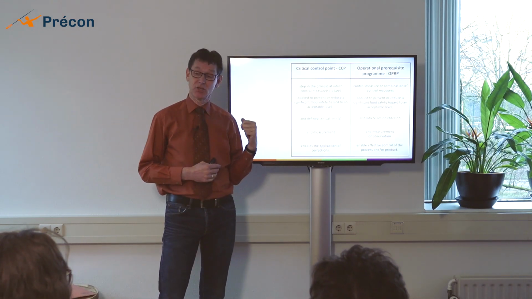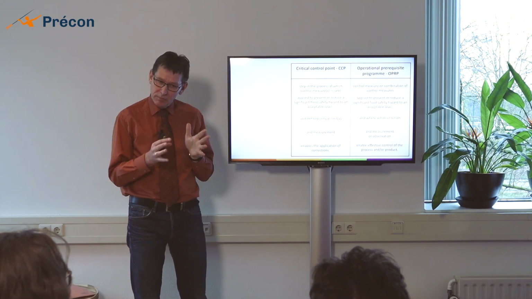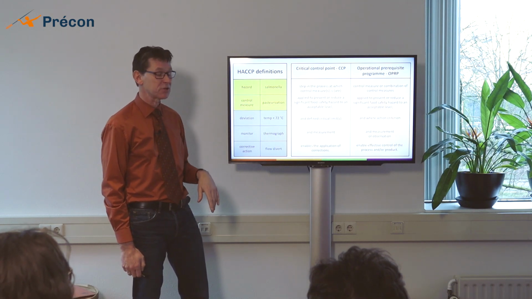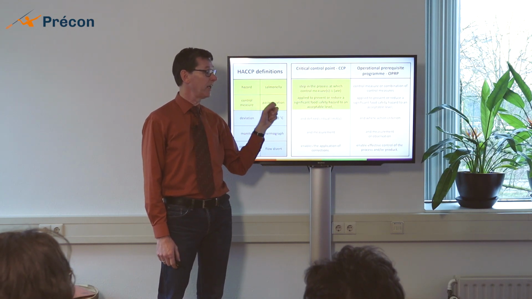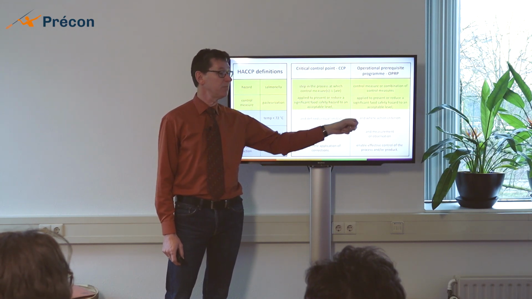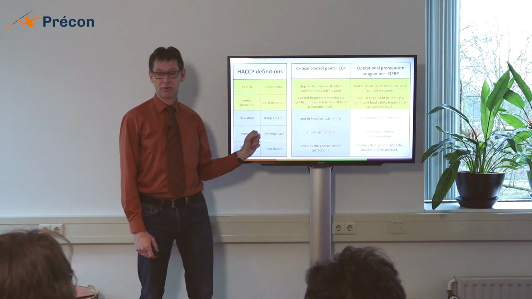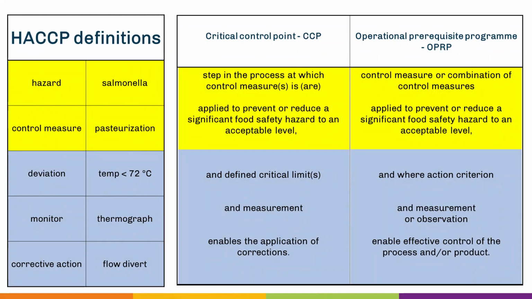Here are the definitions of CCPs and OPRPs in ISO 22000. And even within these definitions you can find the same separation between these different levels. Here are the levels again, and when you look at the definitions, which are again a lot of words, the first part of these sentences is about controlling hazards. That's true for CCPs, but it's also true for OPRPs. And the second part of this definition is about the control of deviations. And that's also true for OPRPs.